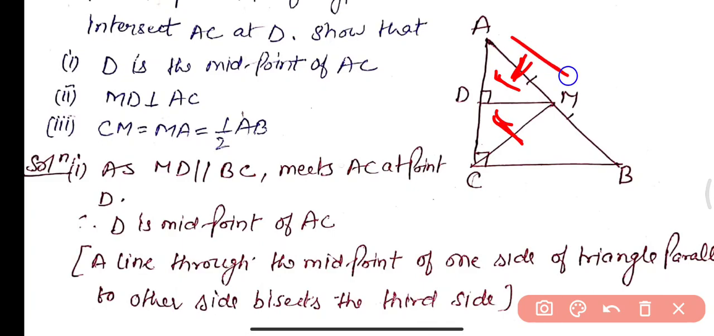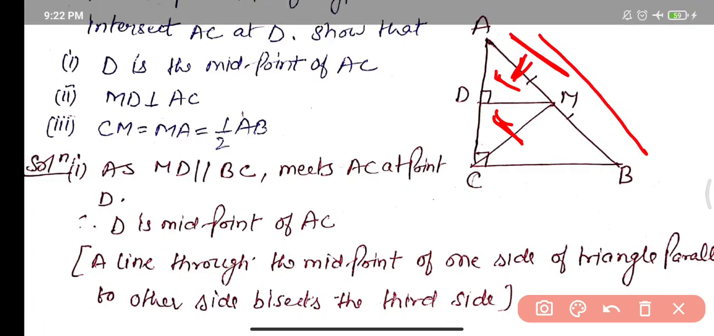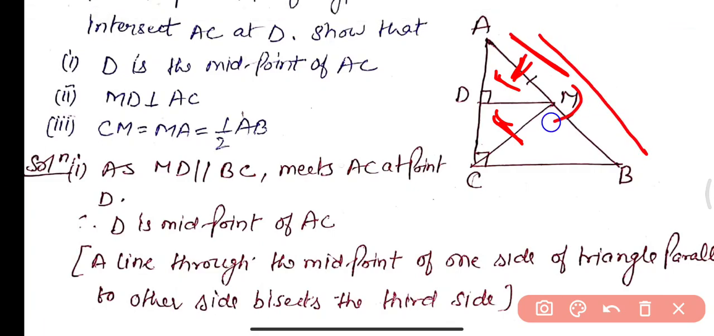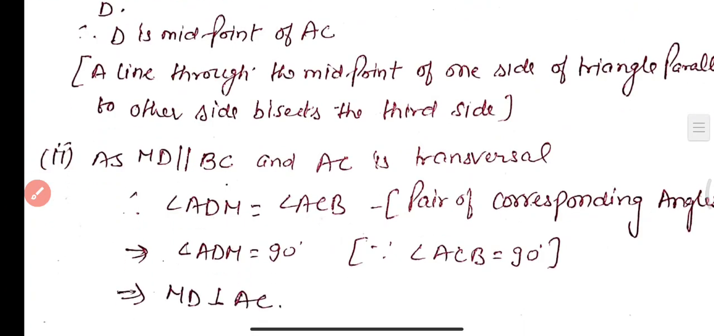Now, we know that MA is equal to half of AB. What is MA equal to? Half of AB. Why? As M is the midpoint of side AB. So we can say MA equals half of AB, and as MA is equal to CM, we can say CM equals MA equals half of AB. So this is all about part number 3.